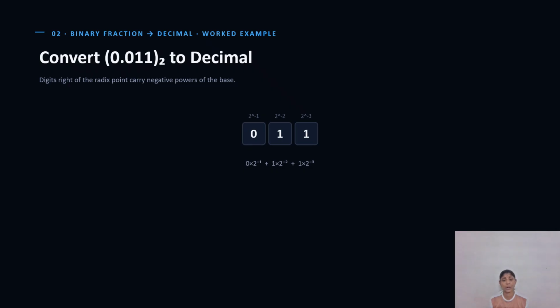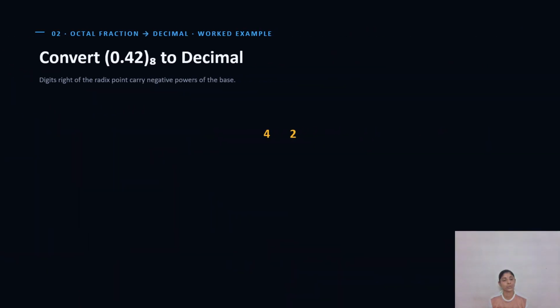What you have to do? You have to multiply the face value with the place value. 0 into 2 power minus 1 is 0. 1 into 2 power minus 2 is 0.25. And 1 into 2 power minus 3 is 0.125. So by adding these three, the result is 0.375 in decimal representation. Okay? Yes, as usual, you have to do the same for octal.